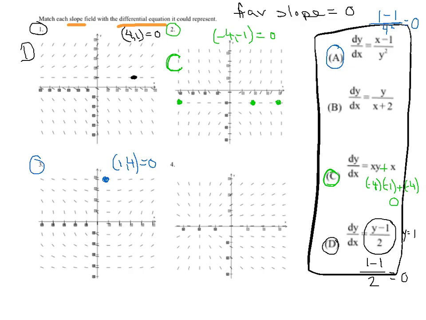Again, maybe you're not 100% convinced. Maybe you pick another point, maybe 1, comma -2. Plug it in and see if you get a slope of 0 again.